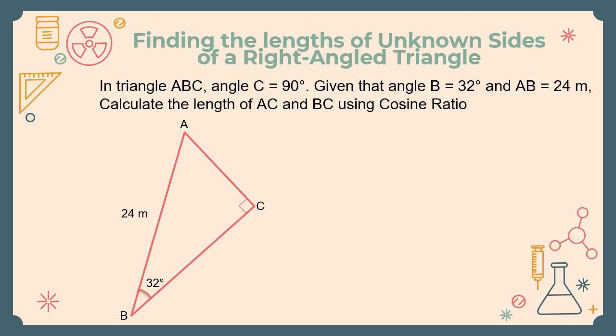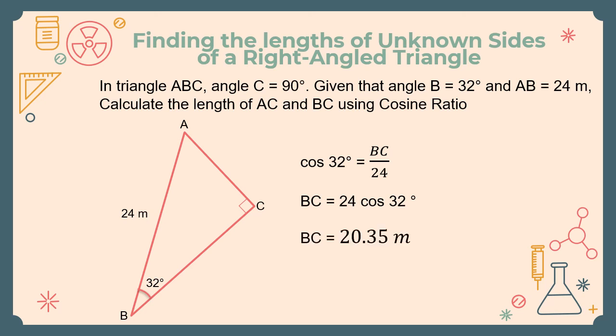So next, in triangle ABC, angle C is equal to 90 degrees, given that angle B is 32 degrees and AB is 24 meters. Calculate the length of BC using the cosine ratio. So cosine is adjacent over hypotenuse. So we have BC over 24. So cross multiply, BC is equal to 24 cosine 32. So BC now, or the value of BC, is 20.35 meters.